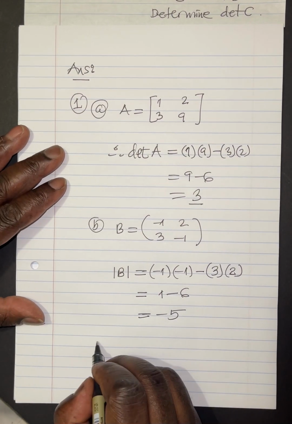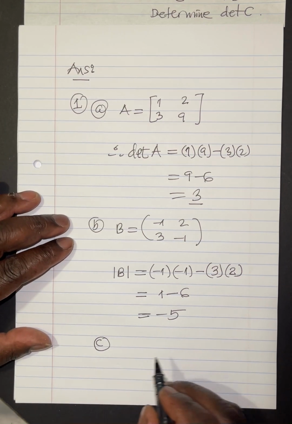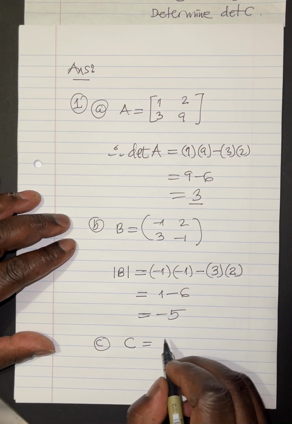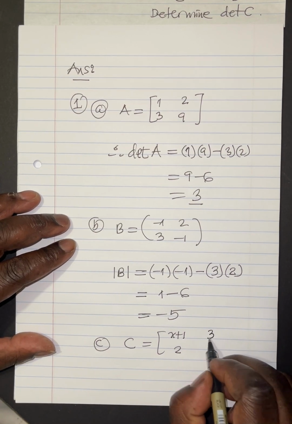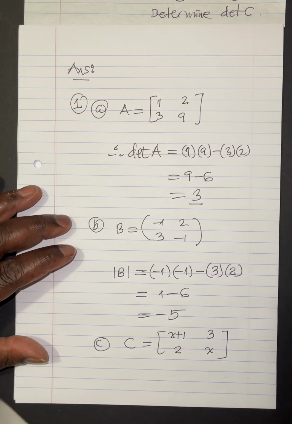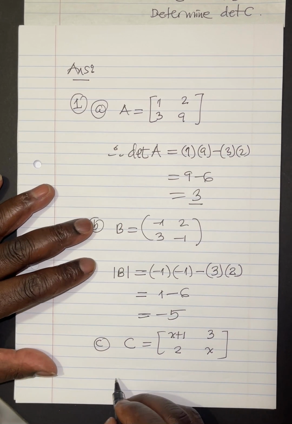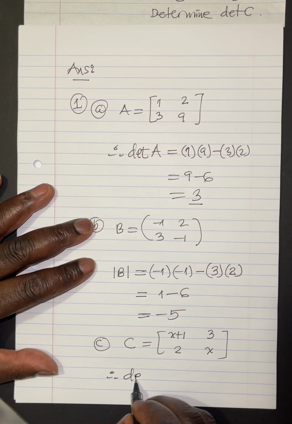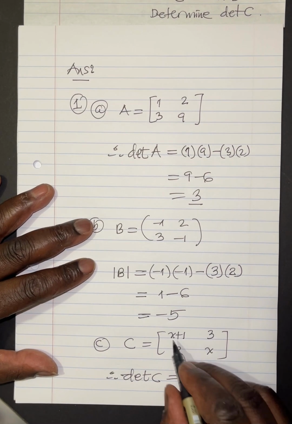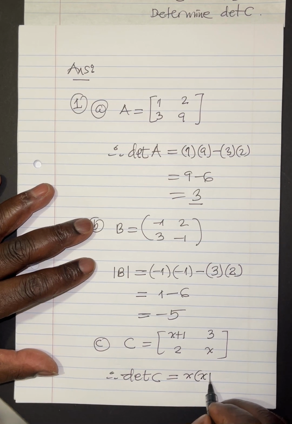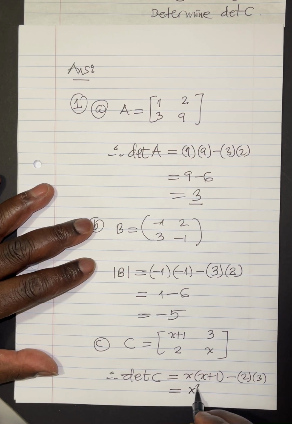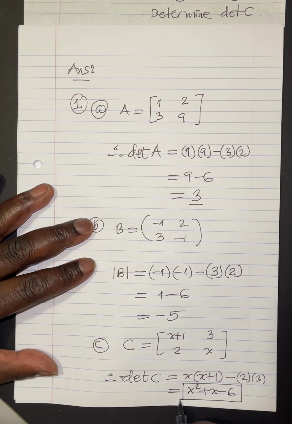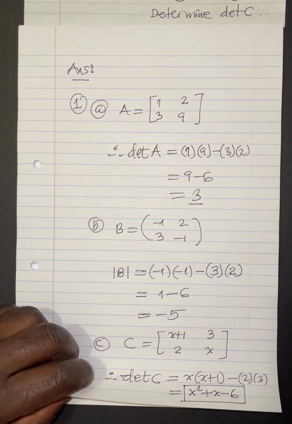Let's look at number C, the last one in example 1. We are told C equals the matrix x plus 1, 2, 3, x. Now, how do you deal with this? Well, the same procedure, and they're asking us to work out the determinant. So the determinant of C is equal to the right diagonal x times x plus 1, minus 2 times 3. This is x squared plus x minus 6, and that's our final solution for the determinant.